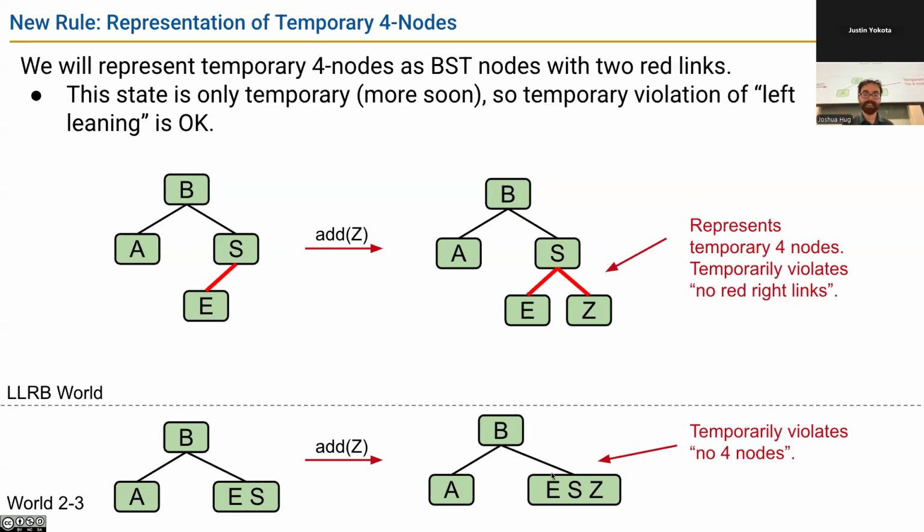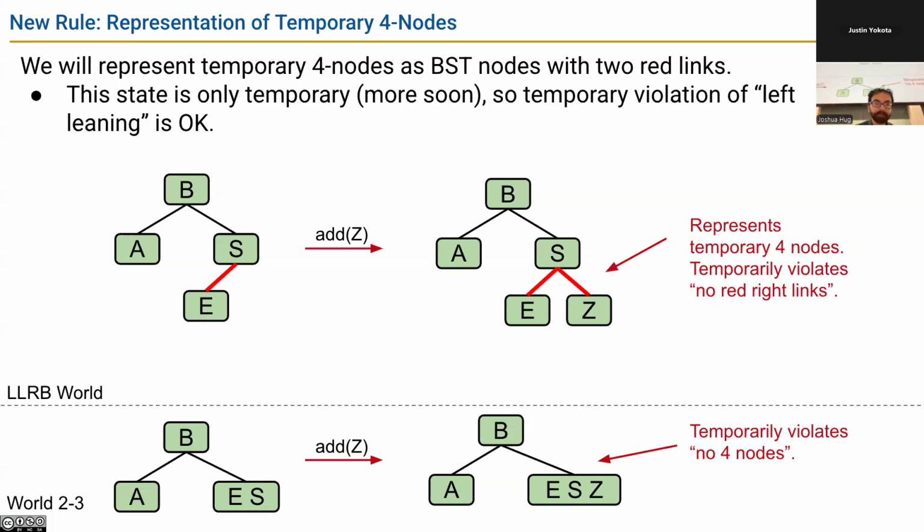When I add Z, this is representing ESC. So notice again, we already know how to do this in the last lecture. Here we're adding this red link. Okay, so this will temporarily violate the no right red links rule. All right. Any questions about this? This is the thing I'm going to allow for now.